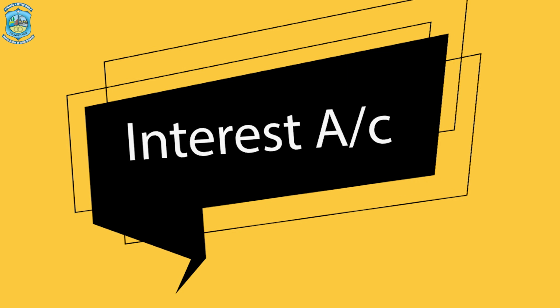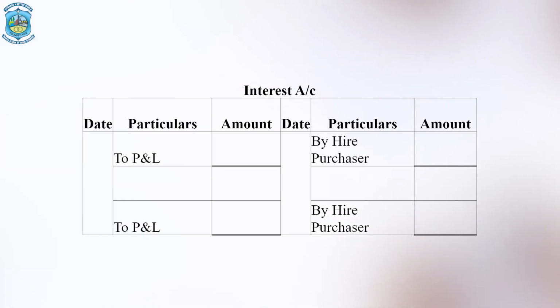Now, interest, since it is an income for the vendor, will be recorded on the credit side as by hire purchaser. Alright. So, every time interest becomes due, you will be recording it in the interest account on the credit side as by hire purchaser, and since it is an income, it will be transferred to the profit and loss account on the debit side and recorded as to profit and loss account. So, just two important accounts, hire purchaser and interest account.